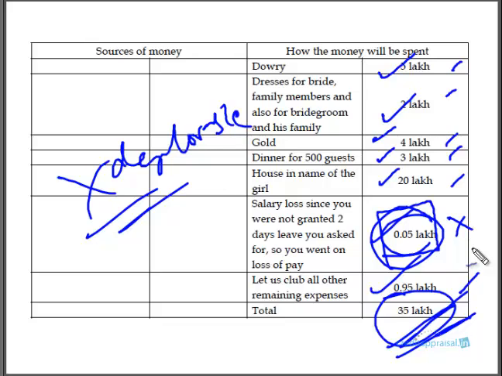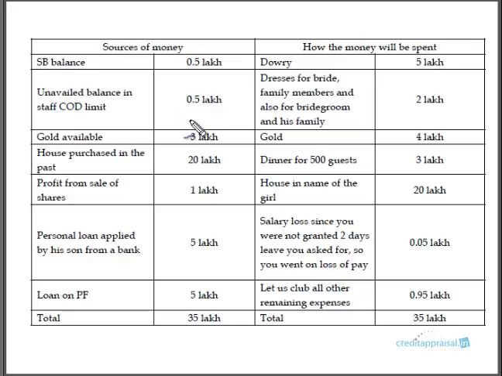Let us see how he's going to arrange. What are his plans to arrange these 35 lakhs? So these are the sources from which he's planning to arrange the 35 lakhs. He has some balance in the SB account.